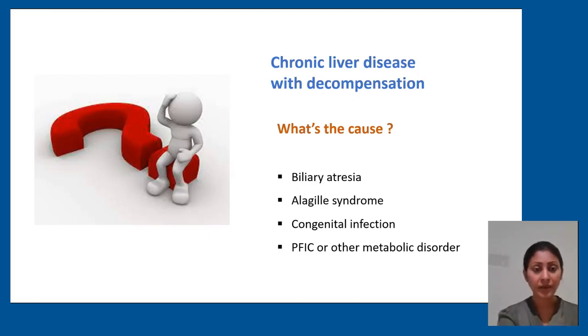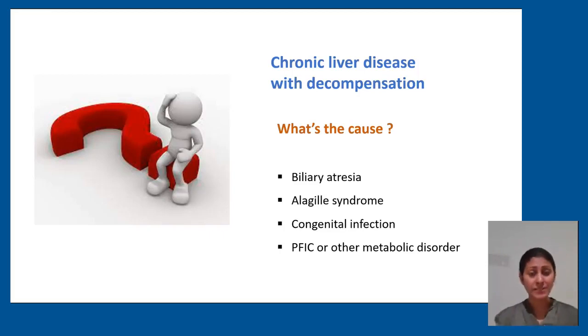So if you look at the lab parameters, you can see the albumin is marginally low, transaminase is slightly raised, but bilirubin is actually normal. The pruritus was due to raised bile salts. You can appreciate the bile salt level, which was 150.